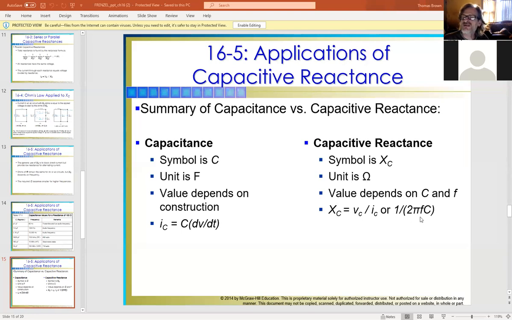Now notice the interesting thing at the bottom there, that he states X sub C is equal to V sub C over I sub C, or 1 over 2 pi f C. So both of those would work. In fact, you could even use those together with a substitution type thing to find values of known and unknown throughout your circuit.